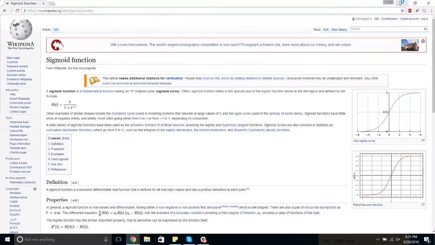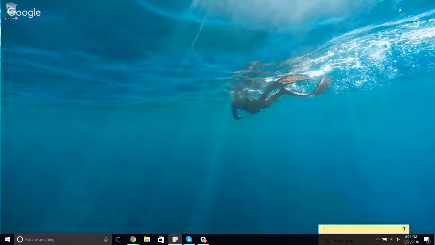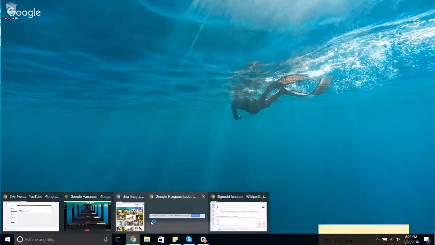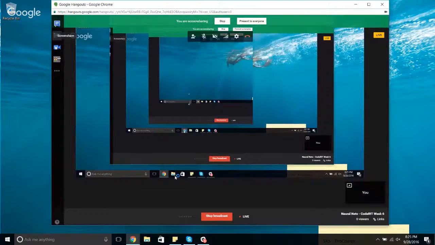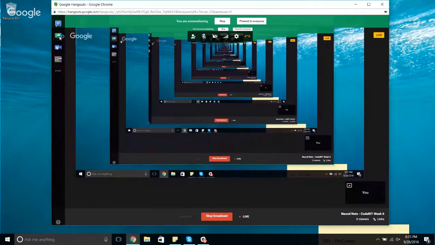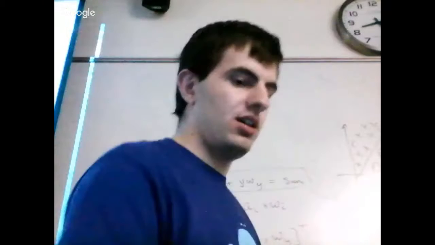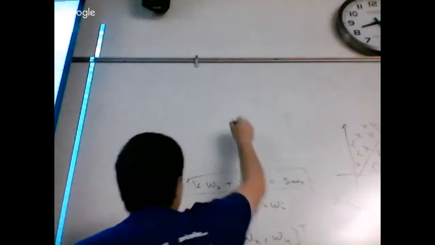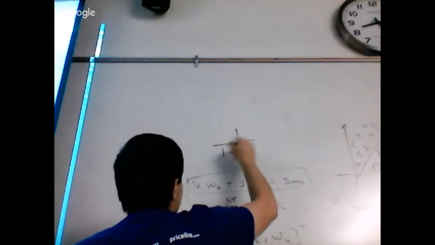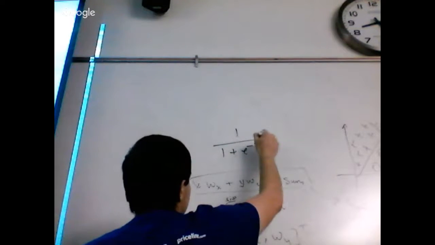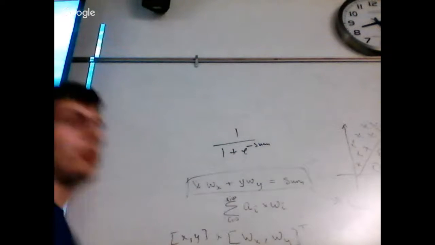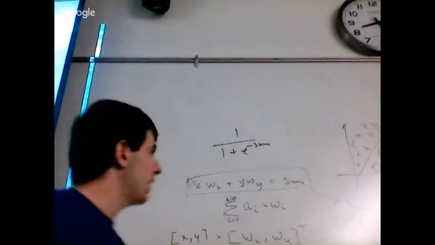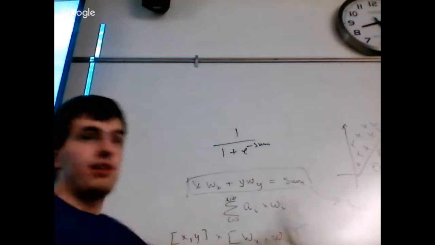Okay, cool. So we got the sigmoid function over here. All right, so we got the sigmoid function that takes in the sum. So it's going to be 1 over 1 plus e to the negative sum. Right? And that's going to provide the output.